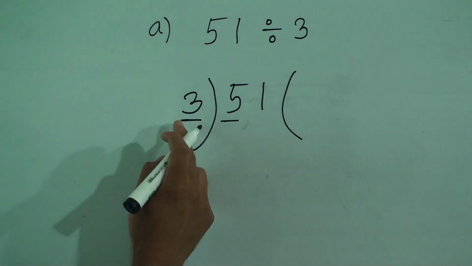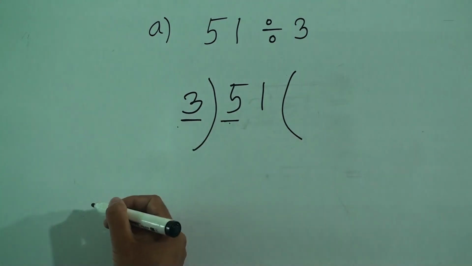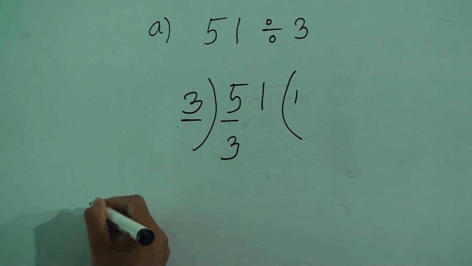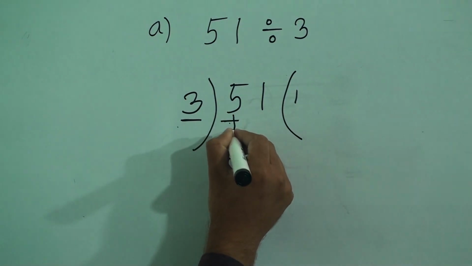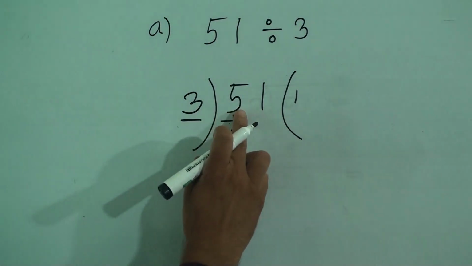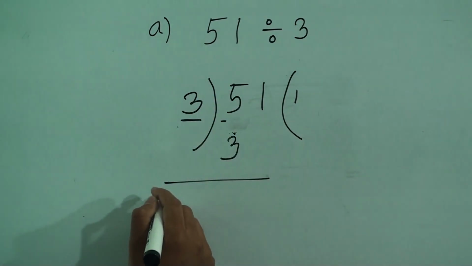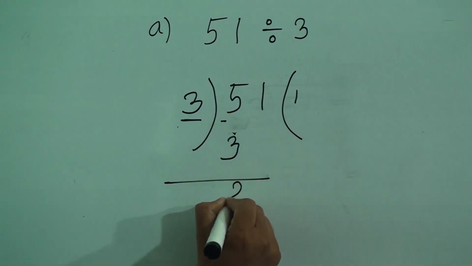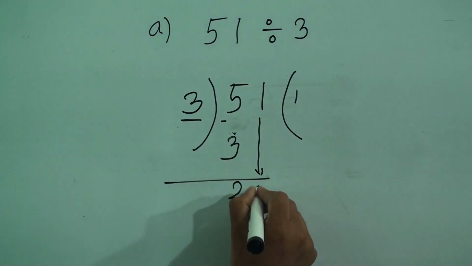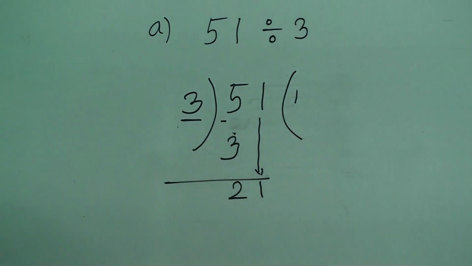Now memorize the times table of 3. How many times does 3 go into 5? We know that 3 ones are 3, and you have to write 3 under this 5. Then subtract 3 from 5. How will it be? 3 from 5, it will be 2. And then bring down 1 here, then 2 and 1 make 21.